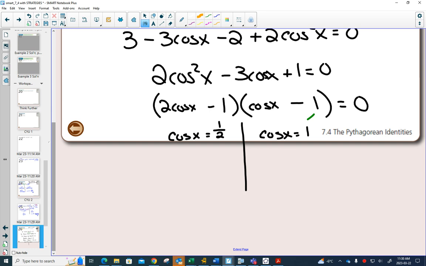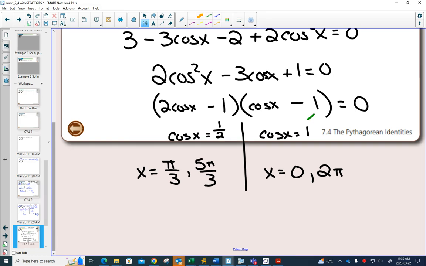Is 1/2 on your pie plate? Yes. What family for cos has 1/2? That's your pi over 3 family. You would look in quadrant 1 and quadrant 4. For cos x equals 1, is that ever on our pie plate? Yes, it happens right here. It happens at 0 and at 2 pi. So when we're solving, we're going to naturally solve once around the whole circle.